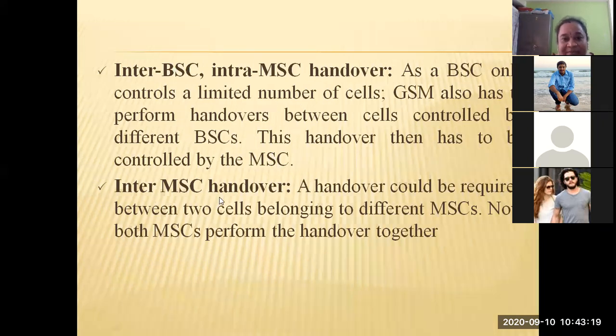Next one is inter-MSC. Here we are crossing over the mobile switching center. That is, changing from one mobile switching center completely to another MSC. We are crossing the total area that is covered by the mobile switching center, and we are shifting to the new mobile switching center. We are moving into a completely new area. That is called the inter-MSC handover, right?